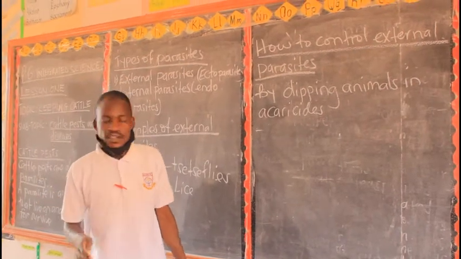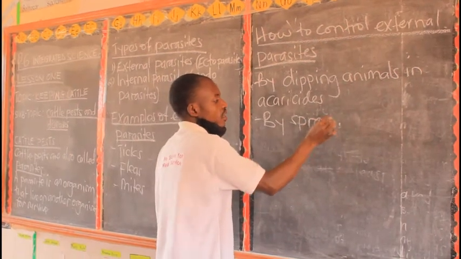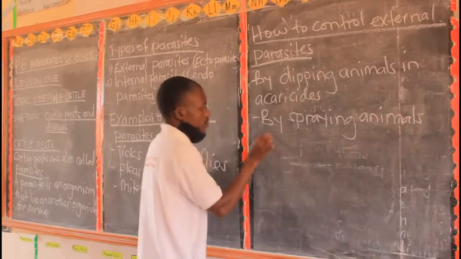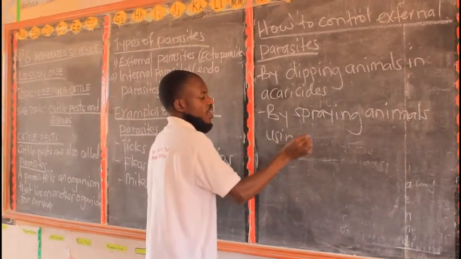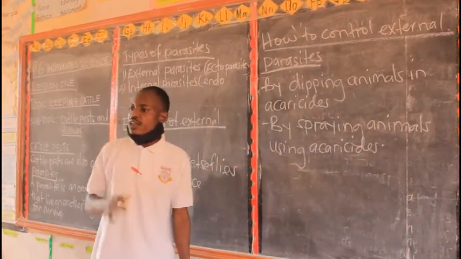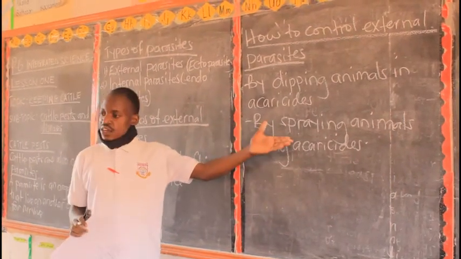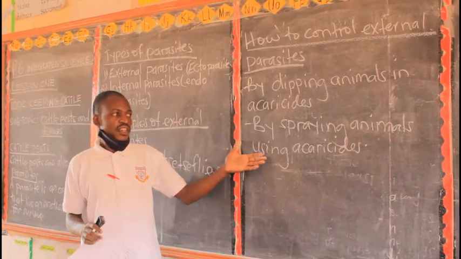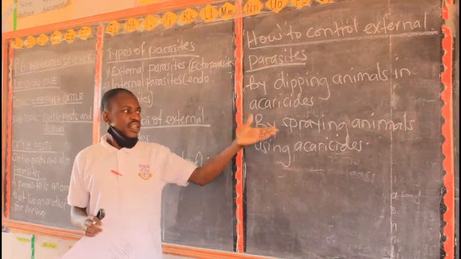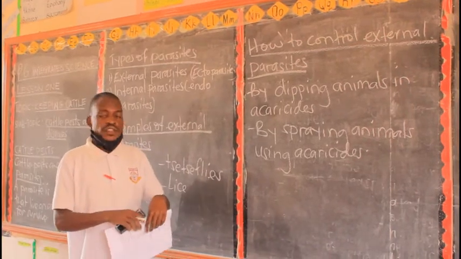Yes? Good. She has said by spraying animals. We spray the animals using acaricides. I've already talked about acaricides being chemicals that kill external parasites. So, if we cannot manage dipping, get a knapsack sprayer, put the chemicals there, then begin spraying your animals. Good. Then, the next one.